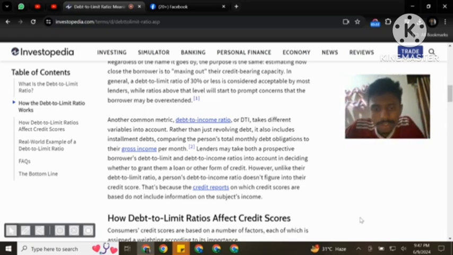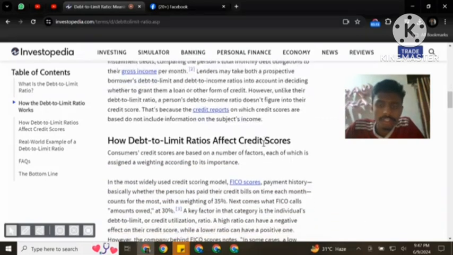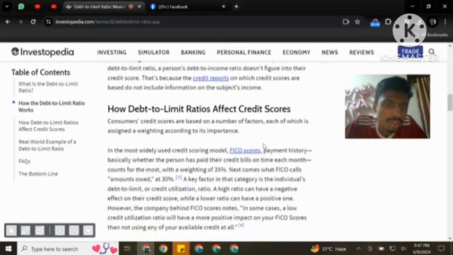How does the debt to limit ratio affect credit scores? Consumers' credit scores are based on a number of factors, each of which is assigned a weighting according to its importance. In the most widely used credit scoring model, FICO, payment history, basically whether the person has paid their credit bills on time each month, counts for the most, with a weighting of 35%. Next comes what FICO calls amounts owed, at 30%. A key factor in that category is the individual's debt to limit or credit utilization ratio.